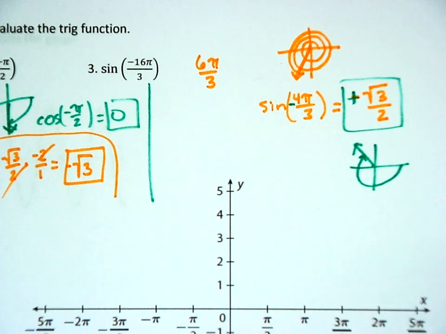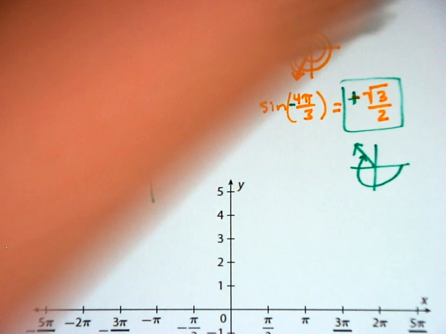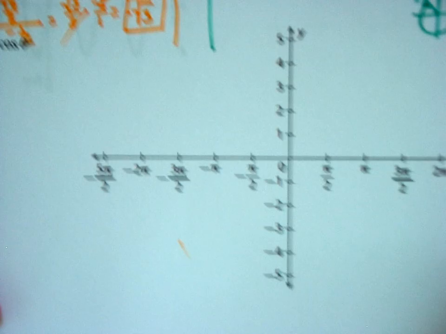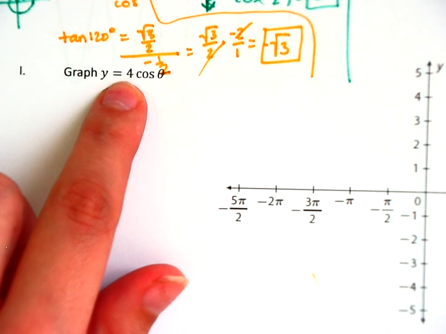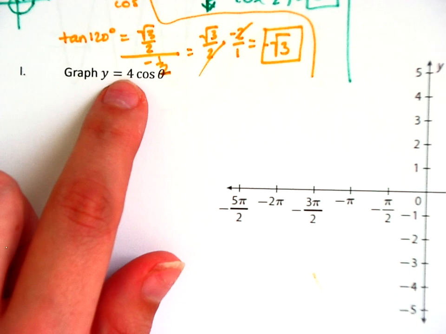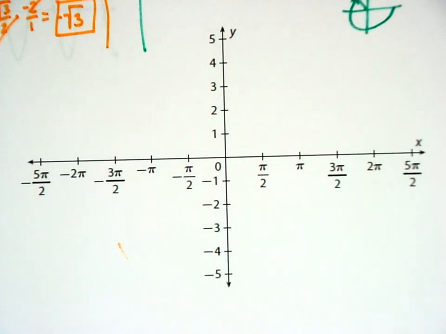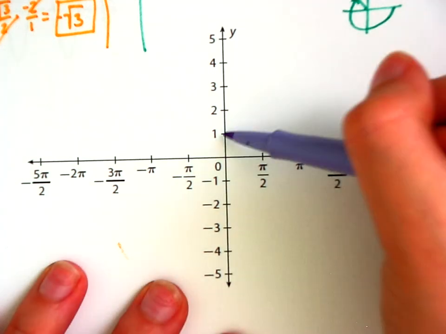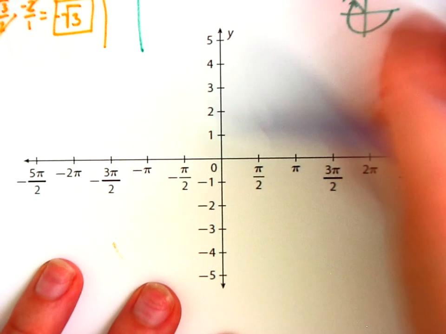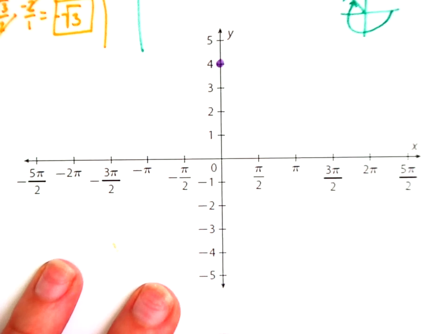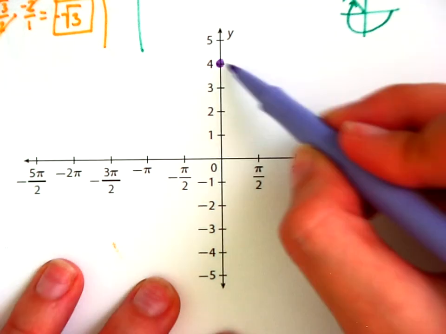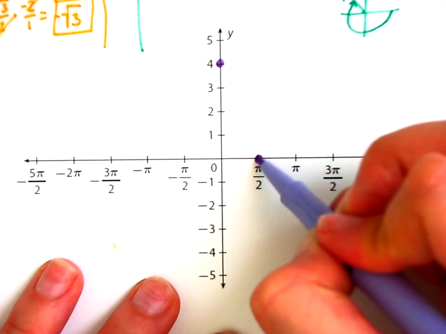All right, let's move on to some graphing. So our first graph, all we have changed, or as a transformation, is the amplitude. So we have multiplied by 4. This is going to change our graph vertically. So what I'm going to do is graph cosine, but it's going to have an amplitude of 4 instead of 1. Okay, so remember cosine always starts at 1, but we have stretched by 4, so it's now going to start at 4. And then remember cosine comes down to the x-axis at pi over 2.